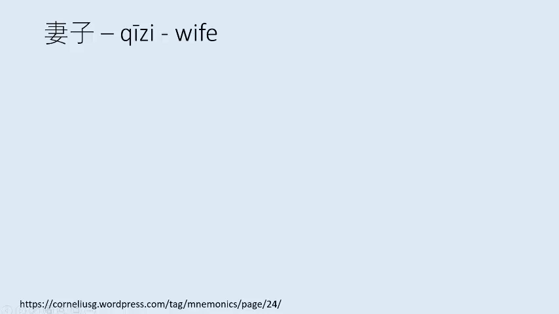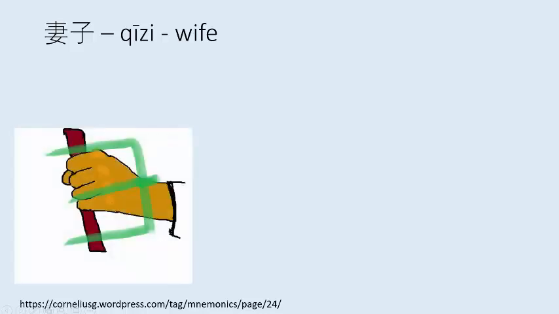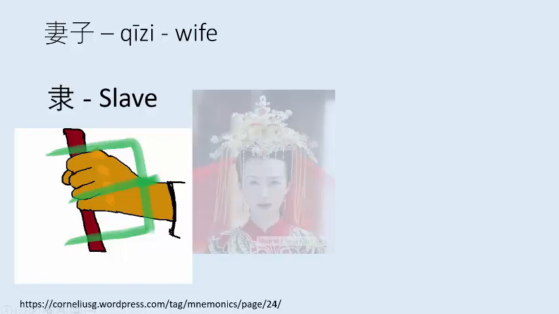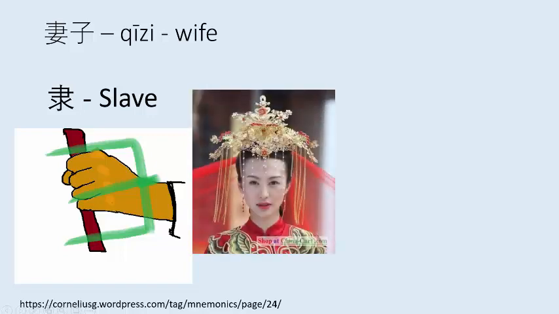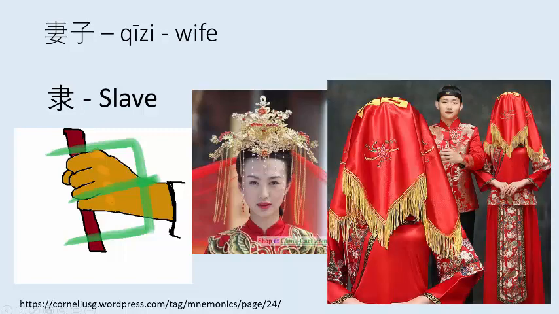The next character is 妻子, which means wife. Notice it has the woman radical, and above that again we see our hand with the stick. Unfortunately, it's very similar to the slave radical, which has the water radical instead of a woman radical at the bottom. A nice way to remember it is it looks like a woman wearing her headdress to her wedding. Chinese headdresses would look very fancy, or sometimes it would cover the head completely.